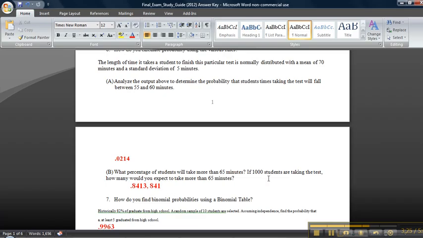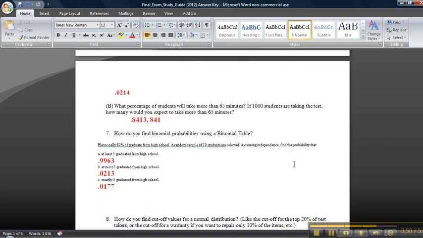The next one, if 1,000 students are taking the test, how many would you expect to take more than 65 minutes? And that one, you simply multiply 1,000 times the probability of that occurring, and you get 841, technically 841.3, but you can just round that to about 841. 842 students would be fine. But if you're rounding, it would be 841 students.